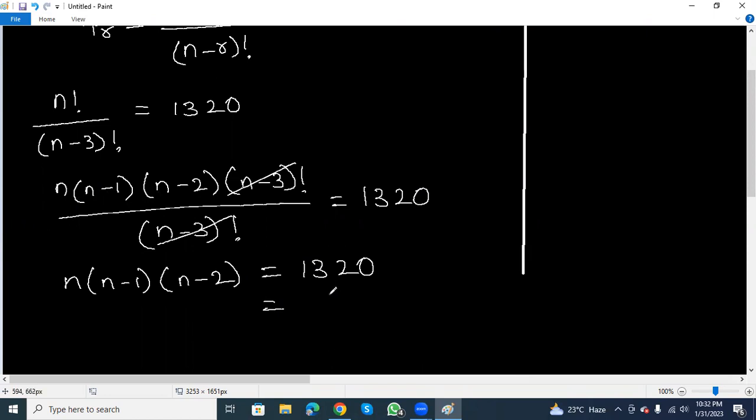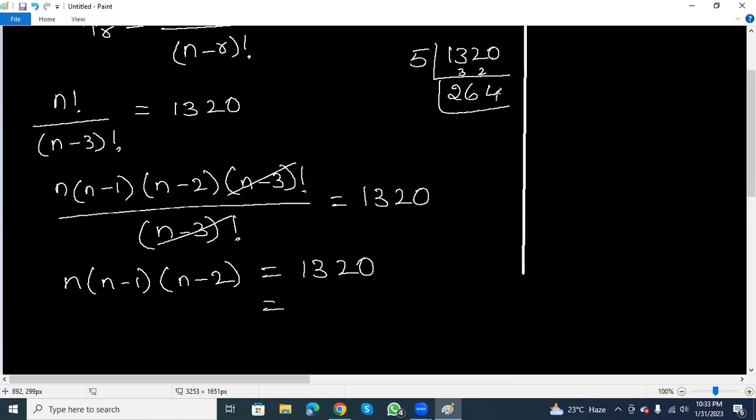So this 1320 we need to split into the product of 3 consecutive numbers. Let's write it as factors first. Prime factorization of 1320. Big numbers, it's better to do rough work so that we will not make any mistake. So let's take the 5 table. 5 2s are 10, 3 is remainder, 32. 5 6s are 30, 20. 5 4s are 20.